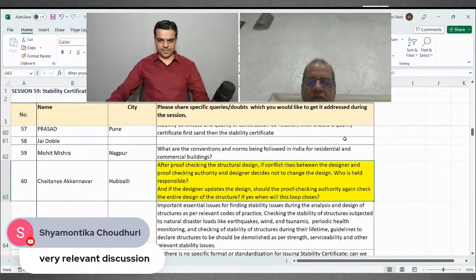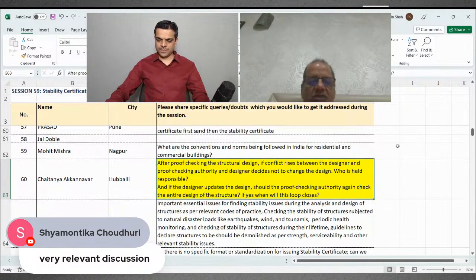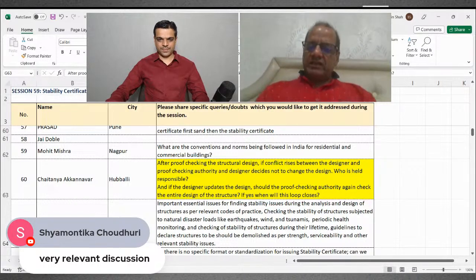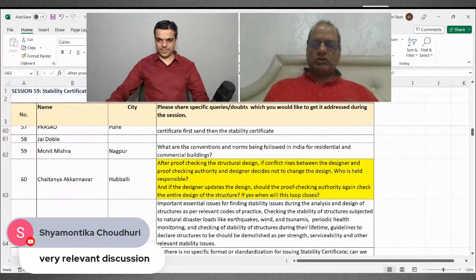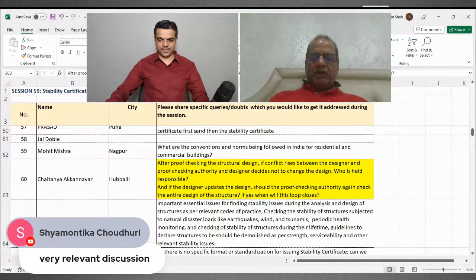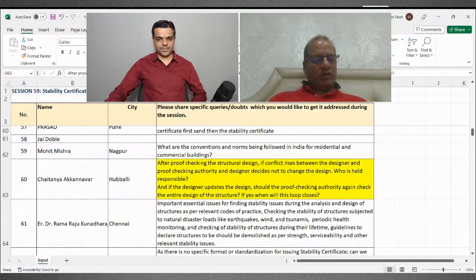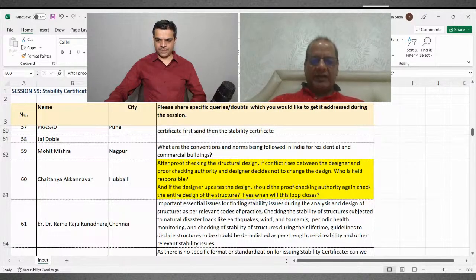After proof checking the structural design, if conflict arises between the designer and the proof checking authority, and the designer decides not to change the design, who is held responsible? We published from the Indian Association of Structural Engineers a booklet, Guidelines for Proof Checking of Buildings. There we have very clearly specified the roles of the principal consultant, proof consultant, owner, and the contractor. All four. If you refer to that document, this will probably be addressed.